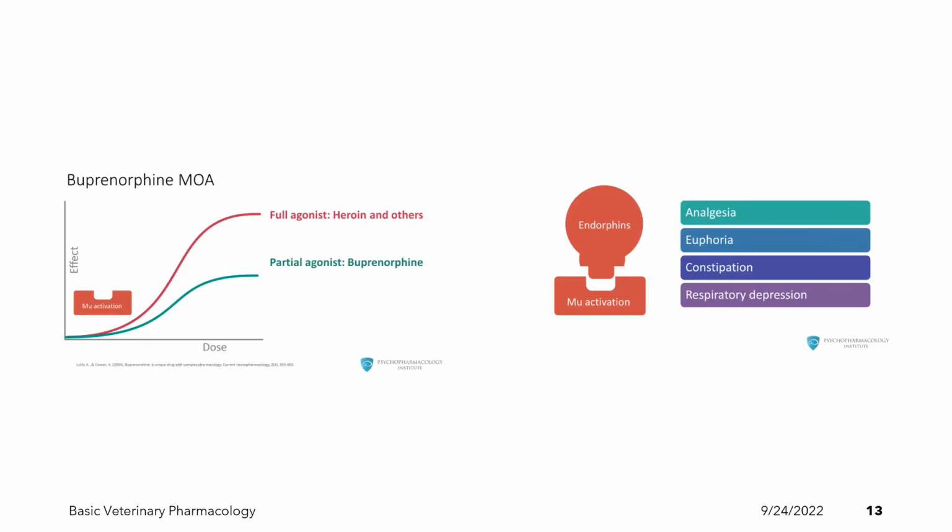An example of a partial agonist is buprenorphine. Buprenorphine is an opioid drug. Just like heroin, it activates the mu opioid receptors, producing the same results: analgesia, euphoria, constipation, and respiratory depression. But it does so to a certain limit because it is a partial agonist, so it will not be able to achieve maximum effect.